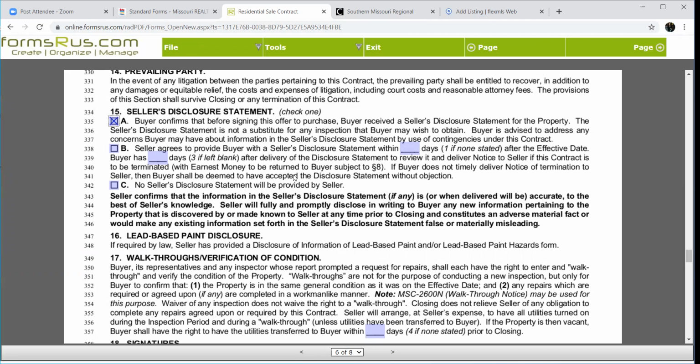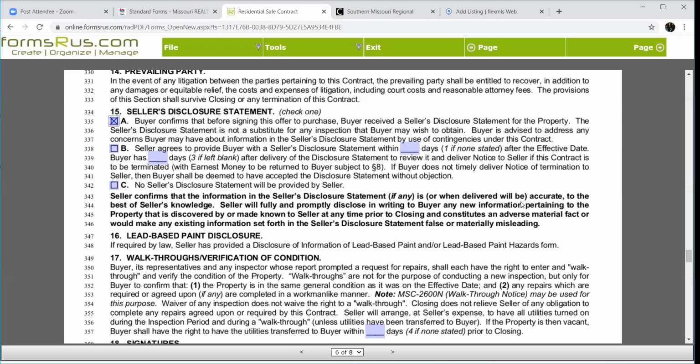And if not, then I don't mind this default that you've got 1 day to get it to me and I got 3 days to review it. But I don't necessarily love this because to me, this is another kind of get out of jail free card for the buyer, that if I don't like what's in the seller's disclosure statement, essentially I can walk because of this particular paragraph. So I would rather you get it before you make your offer, if at all possible.